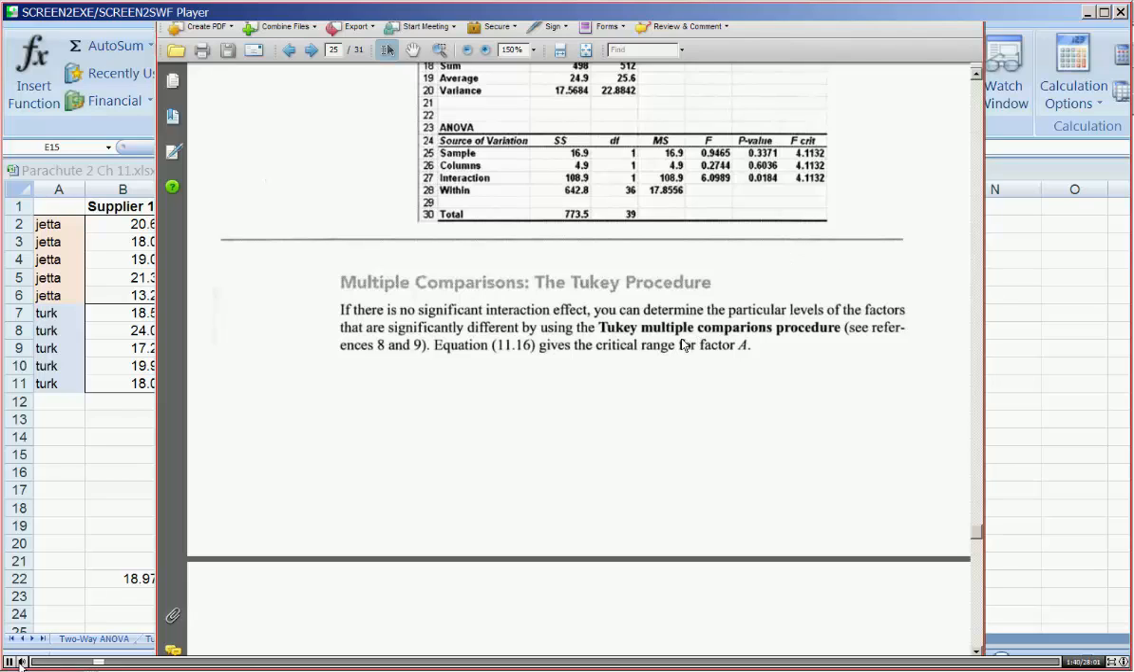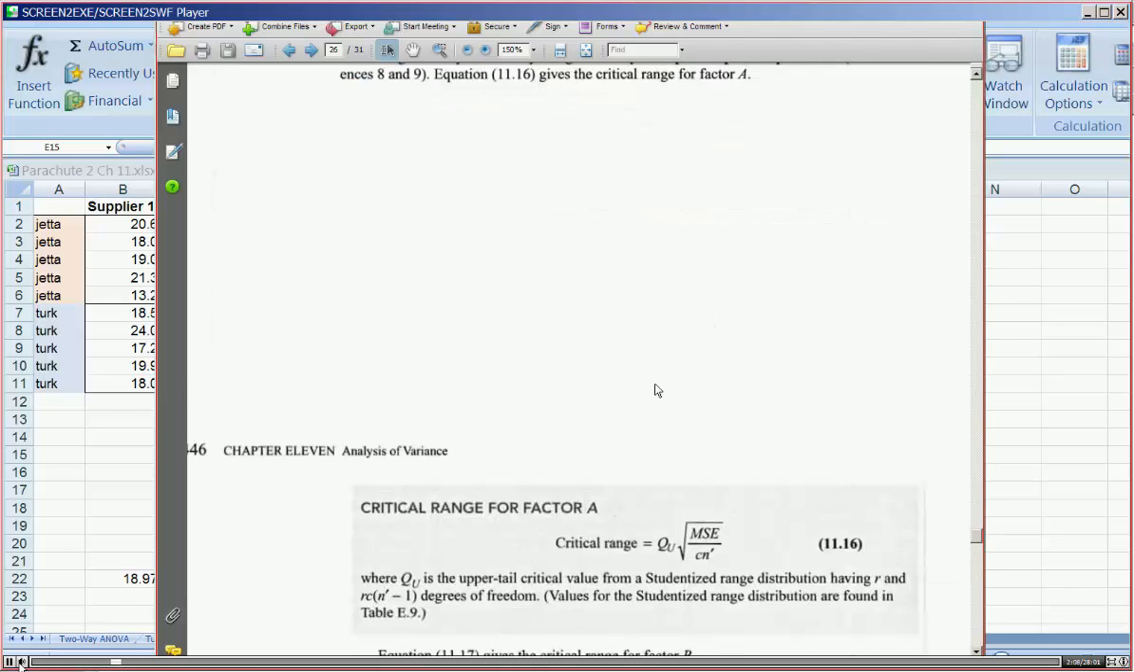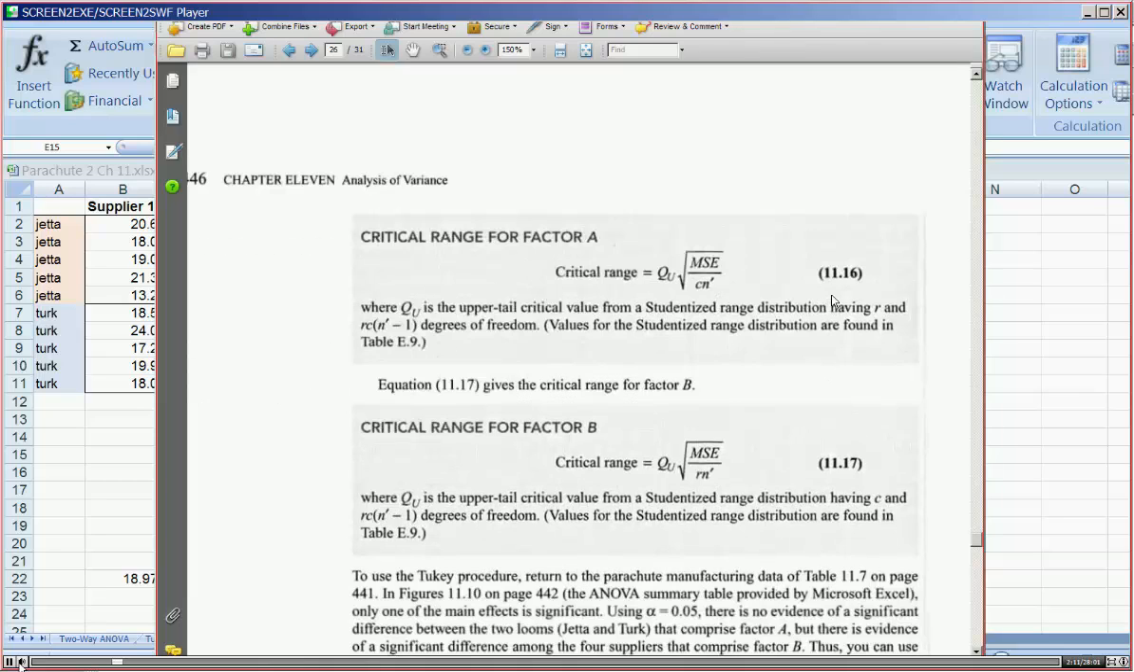Let's just read the text and move on to the procedure. If there is no significant interaction effect, which was determined previously, you can determine the particular levels of the factors that are significantly different by using the Tukey multiple comparison procedure. See references 8 and 9. Equation 11.16 gives the critical range for factor A. Here it is.